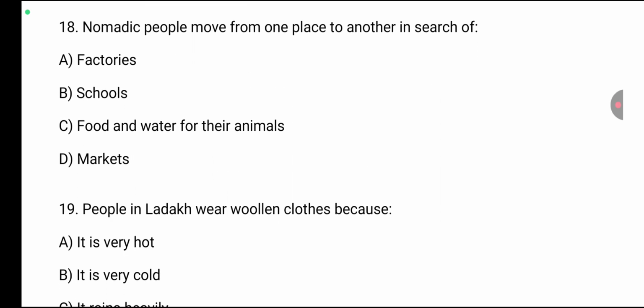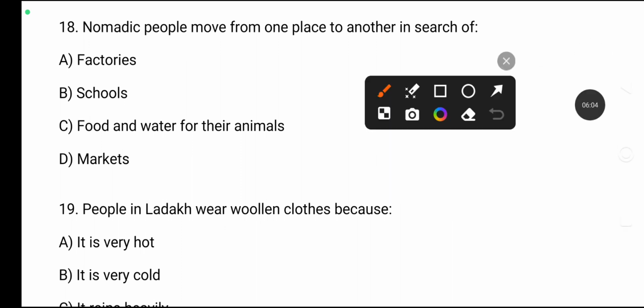Nomadic people move from one place to another in search of dash. Factories, school, food and water for their animals, market. The answer will be C. Food and water for their animals.